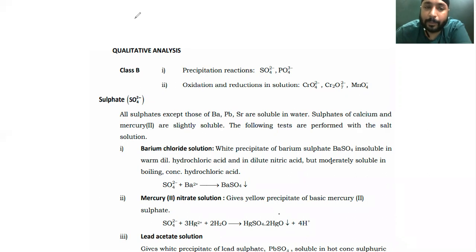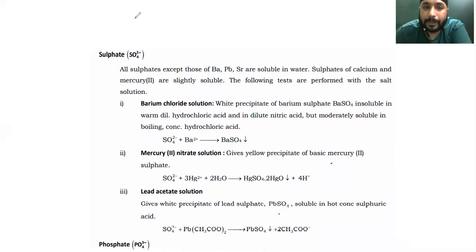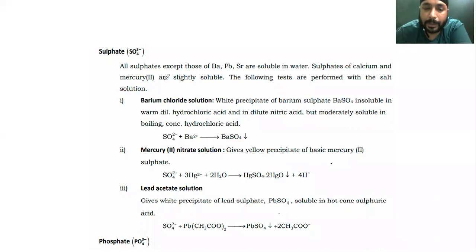Now first we'll start with sulfate. There are very nice things given regarding sulfate: all the sulfates except those of barium, lead, and strontium are water soluble. These are precipitates, and calcium also. Some sulfates, of calcium and mercury too, are slightly soluble. That means they will eventually become precipitates, but they require a large concentration to do so.